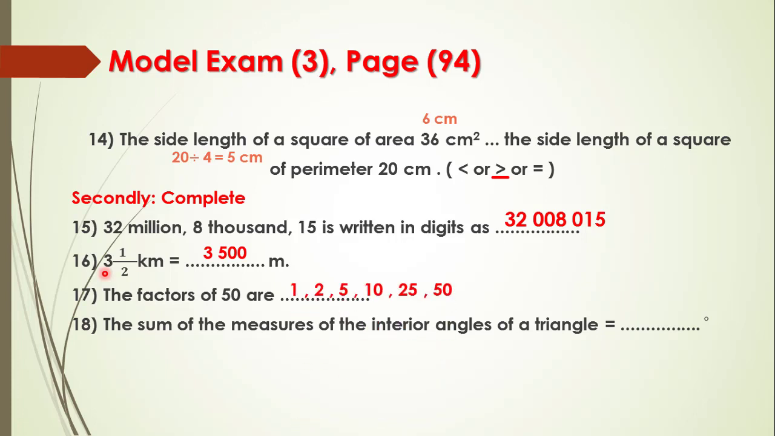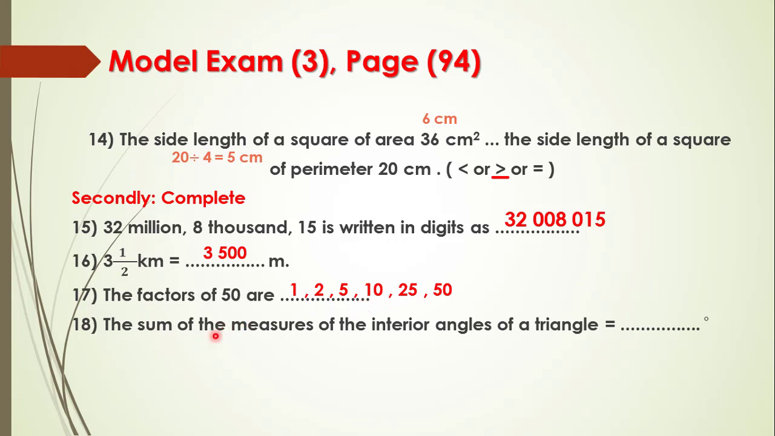Number 17. The factors of 50. To get 50, you can multiply 1 by 50, or 2 by 25, or 5 by 10. So the factors of 50 are 1 and 2, 5 and 10, 25 and 50. Also, you can make a factorization to get the same numbers.